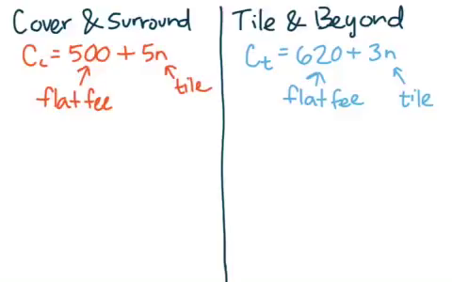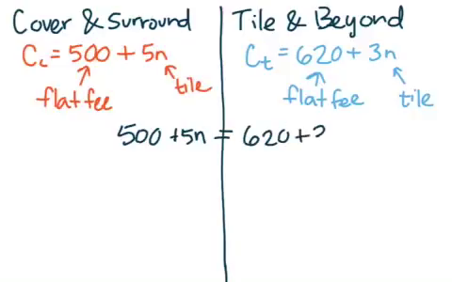And we talked about first, how could we, without graphing or making a table, figure out how many tiles we would need to purchase at both places for the costs to be the exact same. And so someone in class suggested that we set the two equations equal to one another. So my first equation was 500 plus 5n, and we want to set that equal to 620 plus 3n.